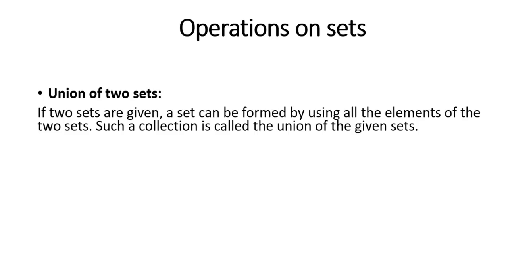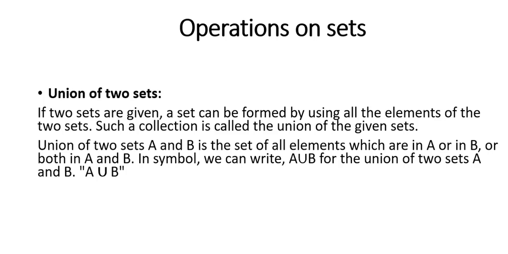First of all, the first operation that we are going to learn is the union of two sets. What is the union of two sets? If two sets are given, a set can be formed by using all the elements of the two sets. Such a collection is called the union of the given sets. Further, it says that the union of two sets A and B is the set of all elements which are in A or in B or in both.